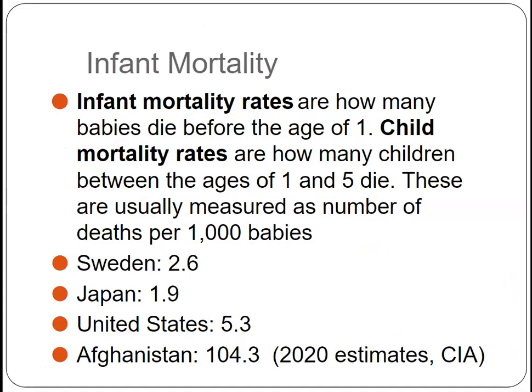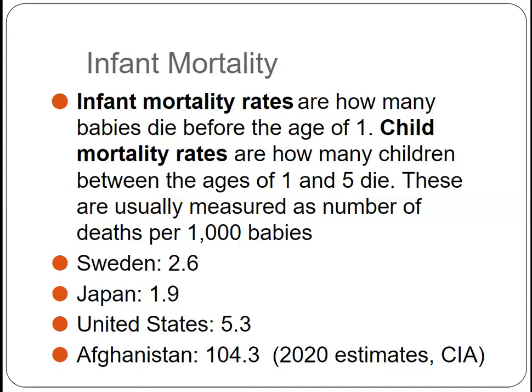All right. So infant mortality is going to be death before the age of 1. Child mortality is between the ages of 1 and 5. You also can find something called youth mortality, which is going to be looking at teenage birth before the age of, I think, 15. And this is going to be number of deaths again per year per 1,000 babies.